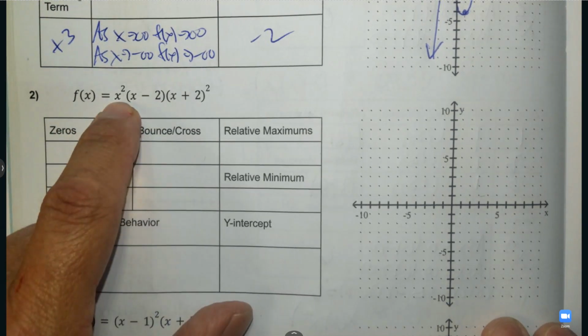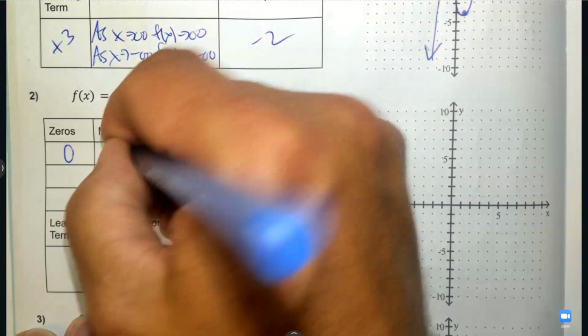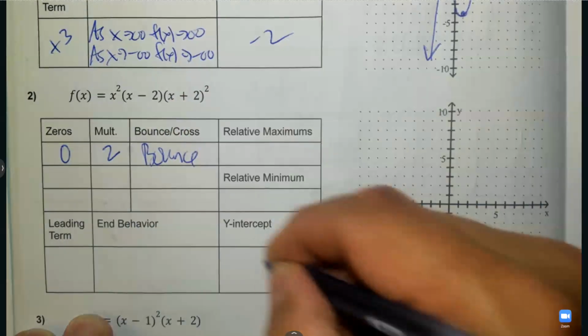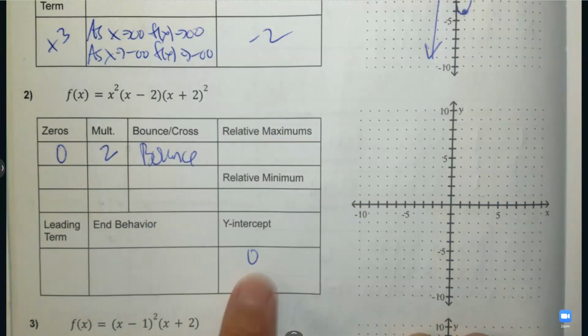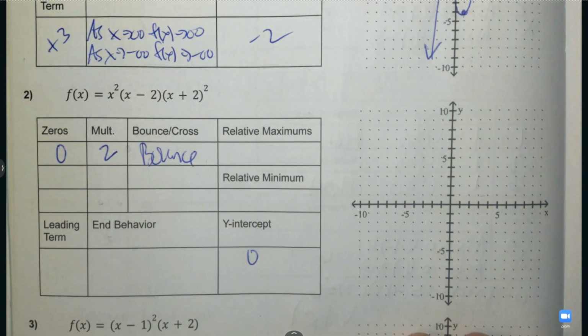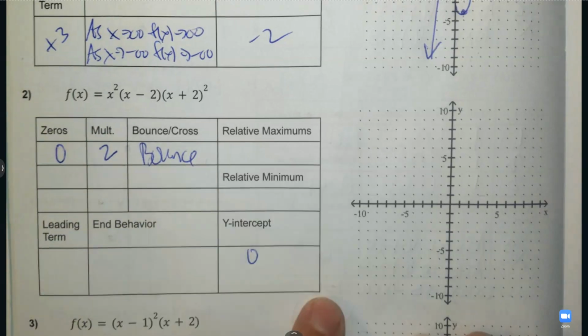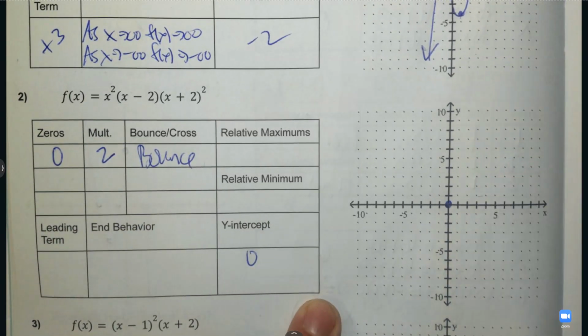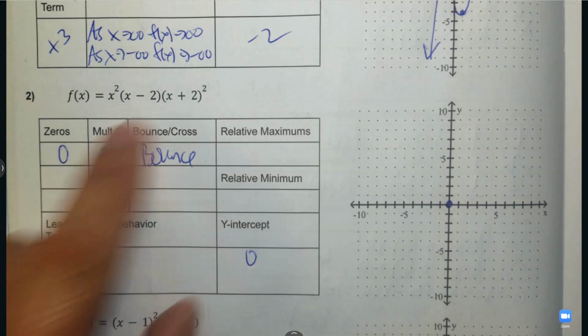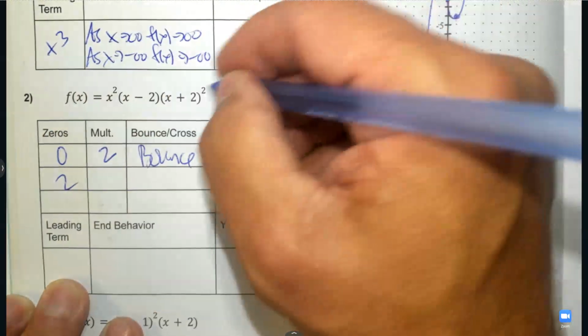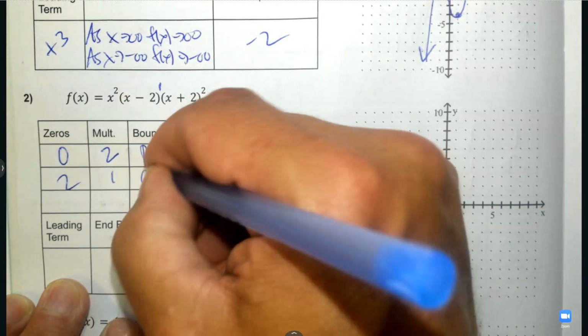All right. So there's a 0 at 0 with an even exponent. So at 0, it's going to bounce. That also means the y-intercept is 0. So when you plug in 0, the answer is 0. So we already have some of it filled out. I can go right here. There's my start. The next one is at +2. There's an odd exponent, so that means it's going to cross.